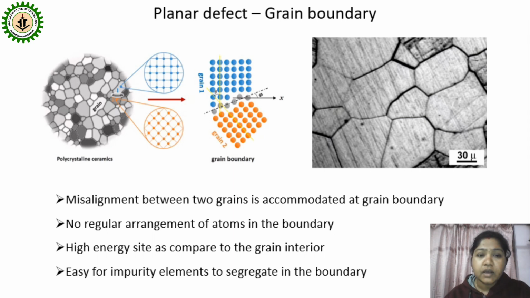So here you can see one lattice, and on this side another lattice, and in between these two lattices a grain boundary is created. This type of defect is called grain boundary, and every crystal system should have some grain boundary, because without grain boundary a polycrystalline material never happens. So every crystal system must have these defects.